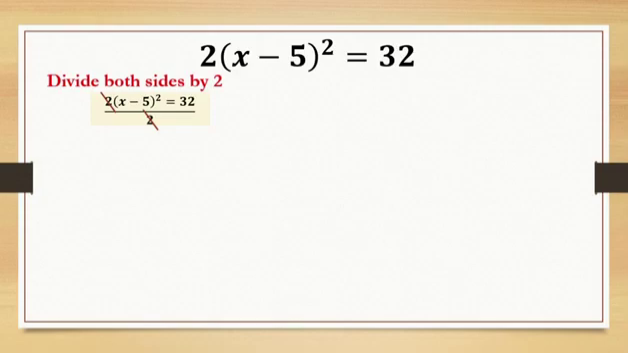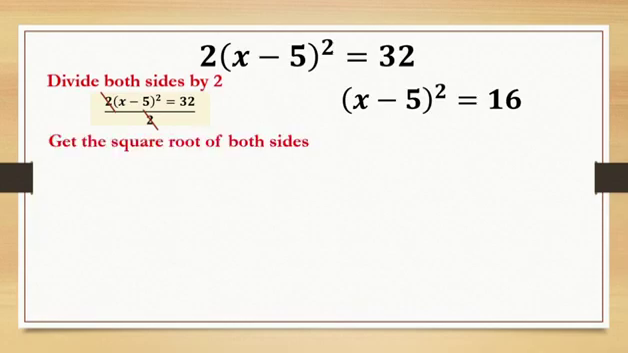We divide both sides by 2 so that we can cancel the 2. We will now have the quantity of x minus 5 raised to 2 is equal to 16. Why did it become 16? Because we divided by 2. So 32 divided by 2 is 16.